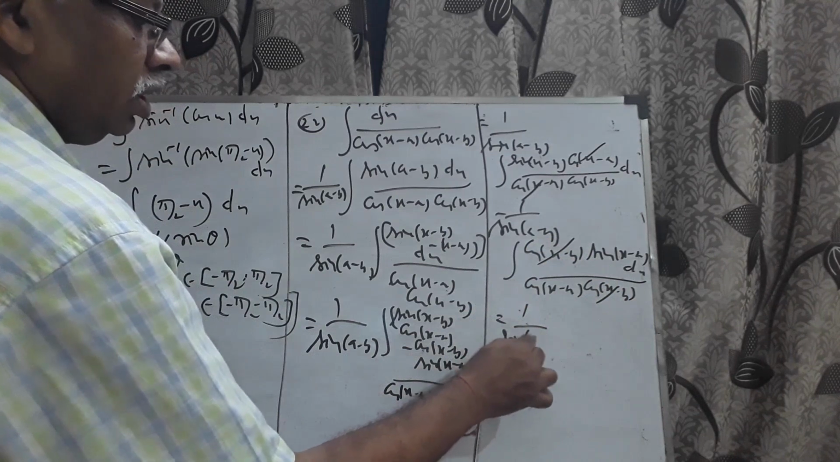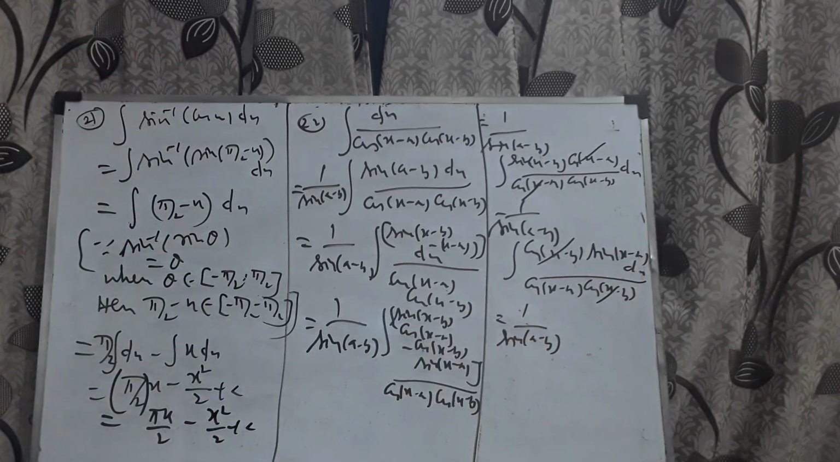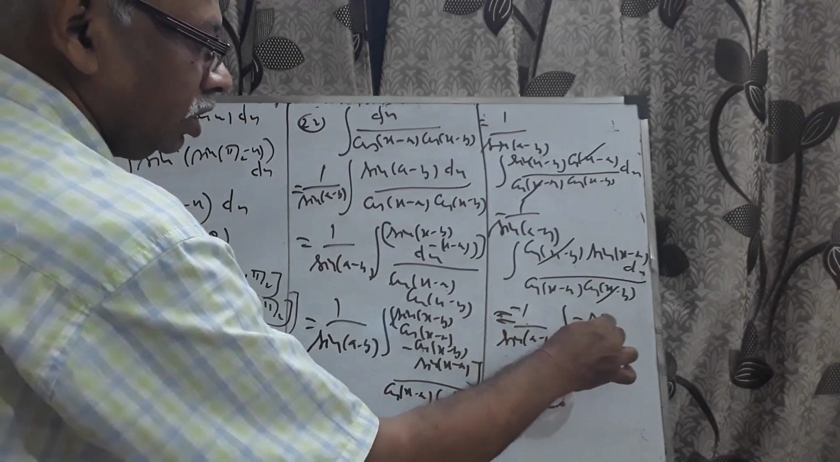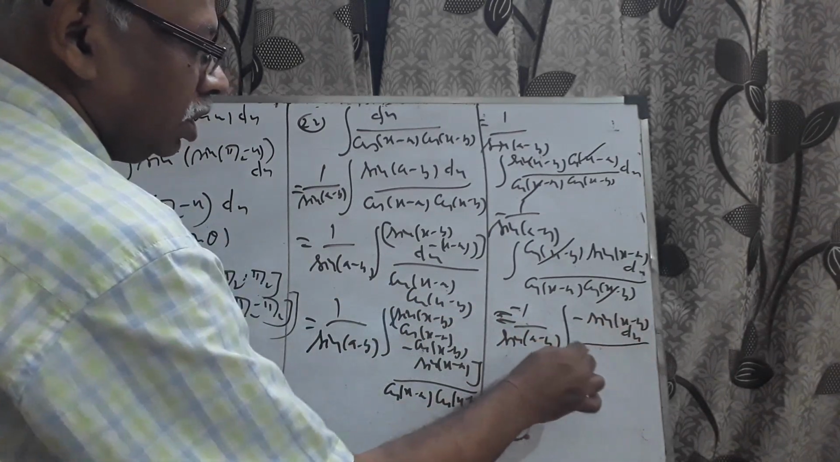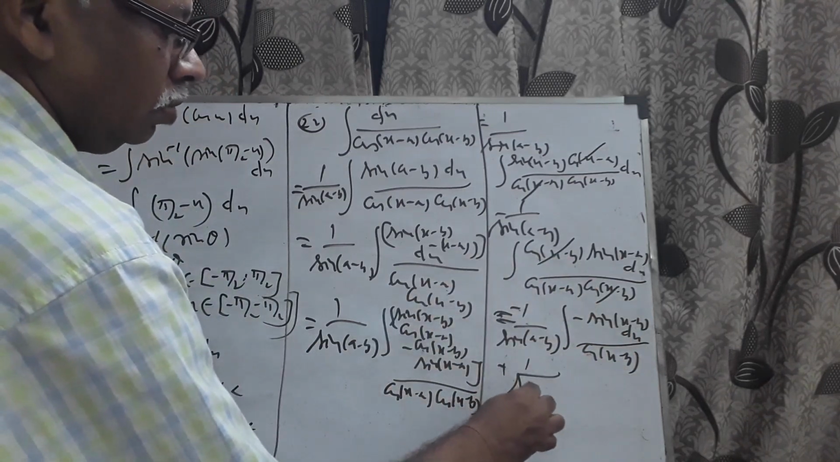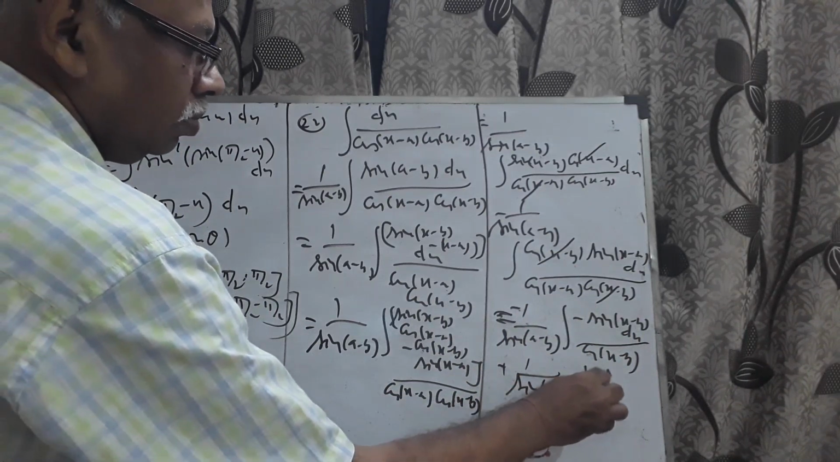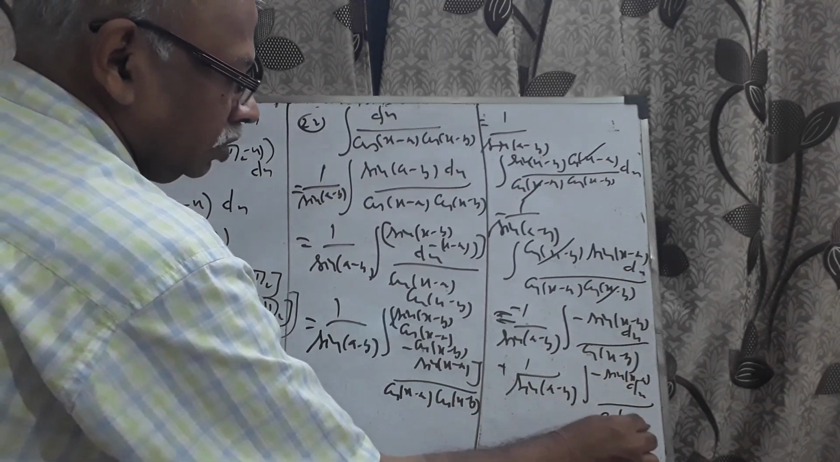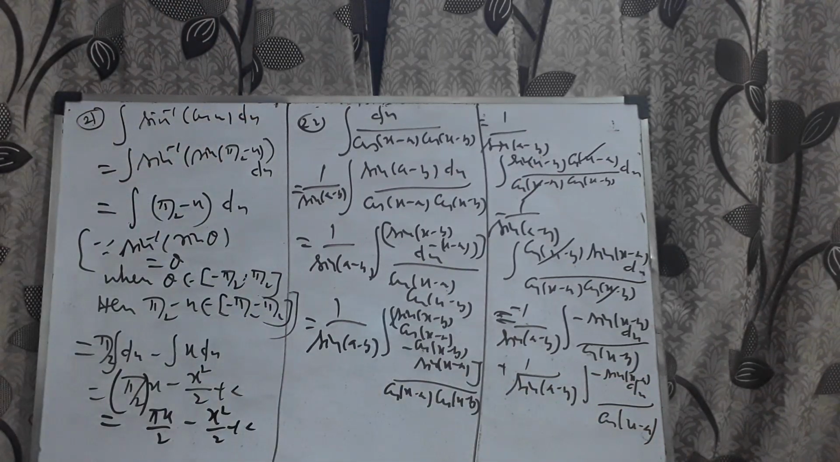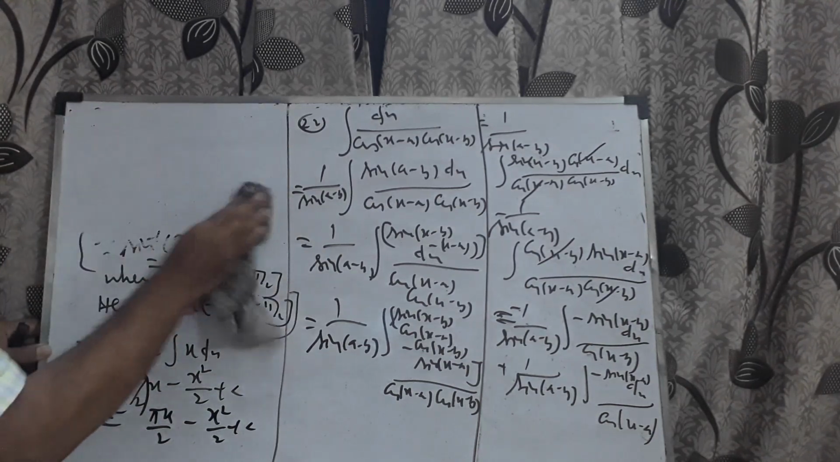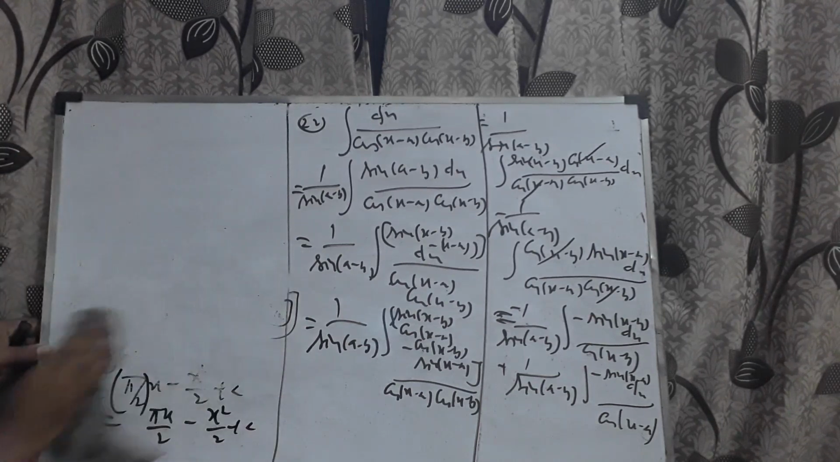This is 1 by sin (a minus b) into, recall, the derivative of cos (x minus b) is minus sin (x minus b). Multiply the two minus signs here: minus sin (x minus b) dx by cos (x minus b). Take this minus sign inside: 1 by sin (a minus b) integral minus sin (x minus a) dx divided by cos (x minus a). In both the cases, the derivative of the denominator is there in the numerator.